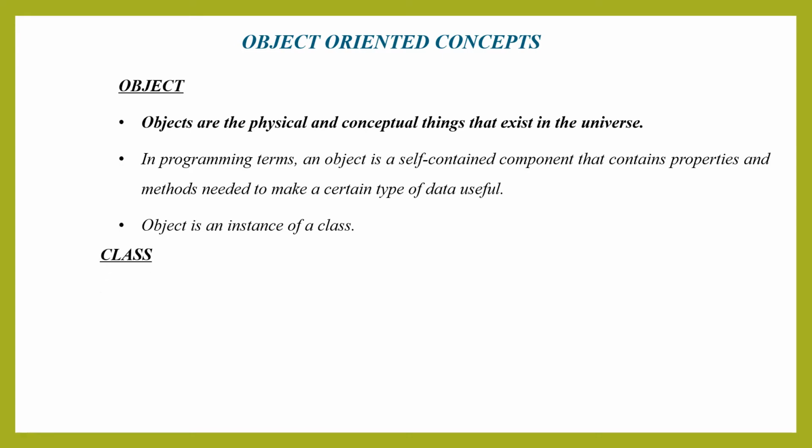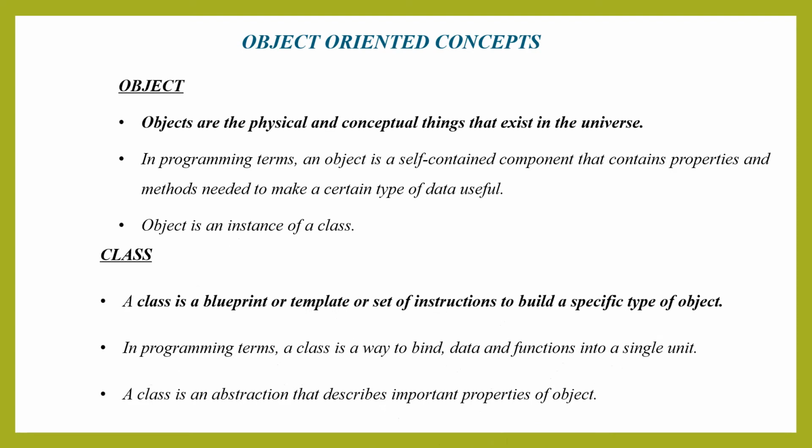Coming to the class, a class is defined as a blueprint or a set of protocols that describes in which way the object has to be built. So it is a set of instructions. In programming terms, a class is a way to bind the data and the functions into a single unit. A class is an abstraction which describes the properties of an object, where an object is an instance of a class.